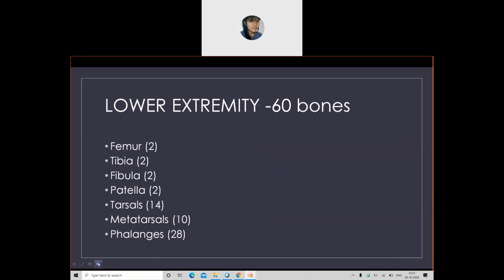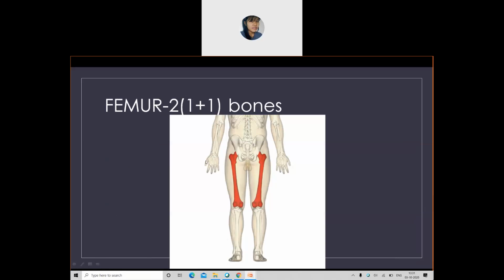Okay, let's go to lower extremity now. So in the lower extremity, we'll be getting one bone, which is known as femur. This one. It is the longest. It is also known as the longest and the strongest bone. Okay, in the human body. Okay, so how many you'll get? Two. One, two. So two number of femur bones you'll get.